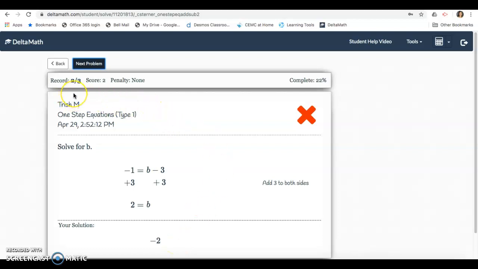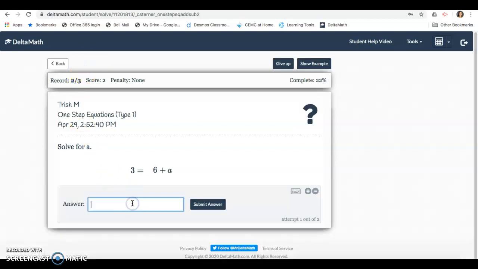Go back up here to your record. My record is still 2 out of 3. Like I said, there's no penalty for getting wrong answers, but you have to keep going until you answer, in this case, 3 questions correctly, okay? So I'm going to go to next problem. I'm going to subtract 6 from both sides. That will give me an answer of -3.